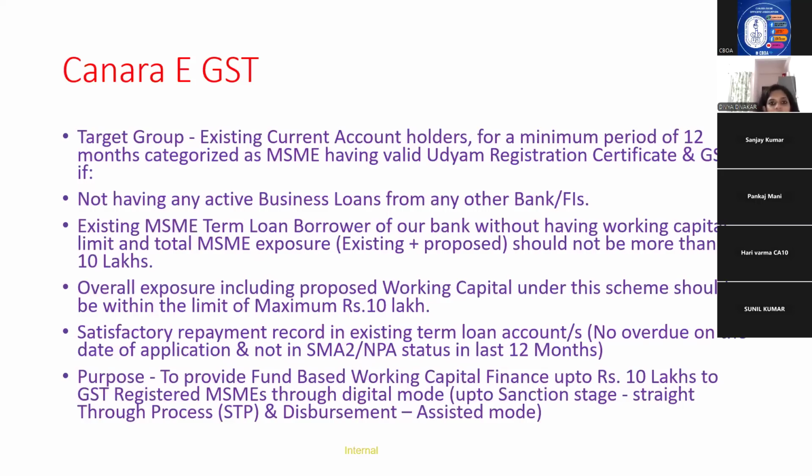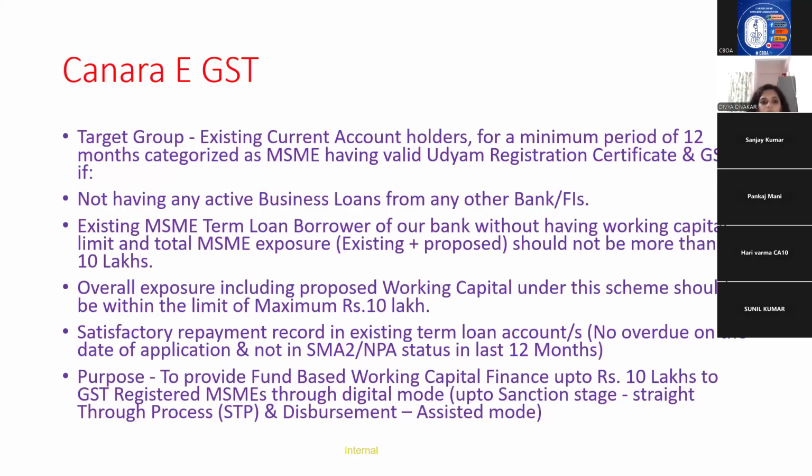Okay, the target group is existing current account holders for a minimum period of 12 months, not having any active business loans from any other banks or financial institutions; existing MSME term loan borrowers of our bank without having a working capital limit; and total MSME exposure should not be more than 10 lakhs. They should not have any other working capital limit with us, and not any other business loans from any other banks. Overall exposure, including working capital under this scheme, should be within the limit of maximum 10 lakh.